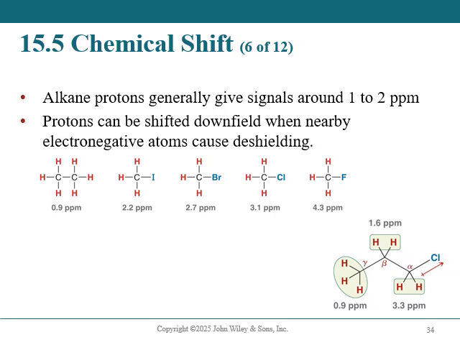Alkane protons generally give signals around 1 to 2 ppm, so they're very upfield. Protons can be shifted downfield when nearby electronegative atoms cause deshielding. So what that means is that when I only have carbon-hydrogen, I should expect a very low chemical shift, so about 0.9. I added iodine, that's one of my halogens, it's highly electronegative. You know, it more than doubled, right? It went to 2.2 ppm.